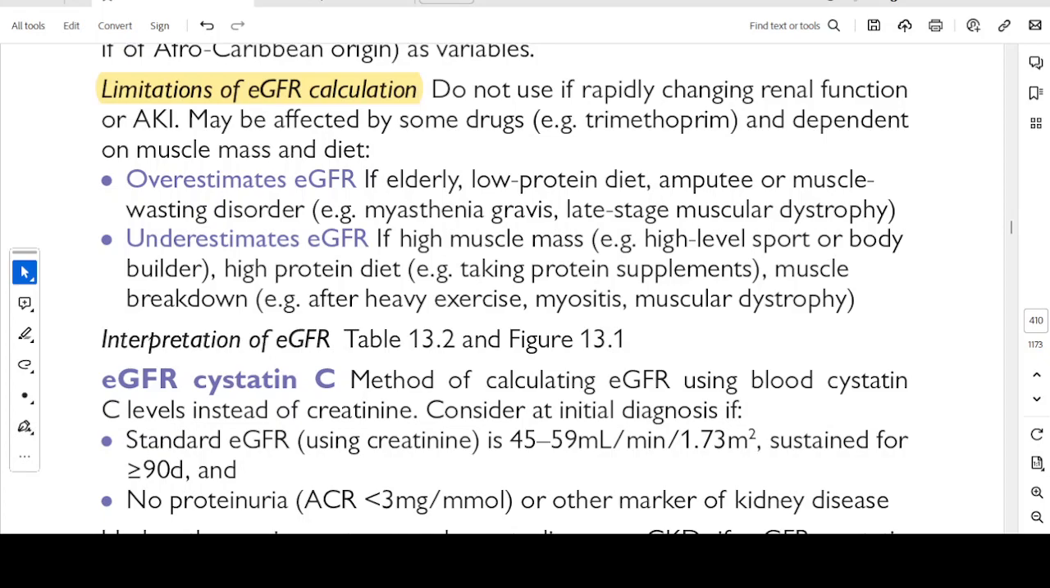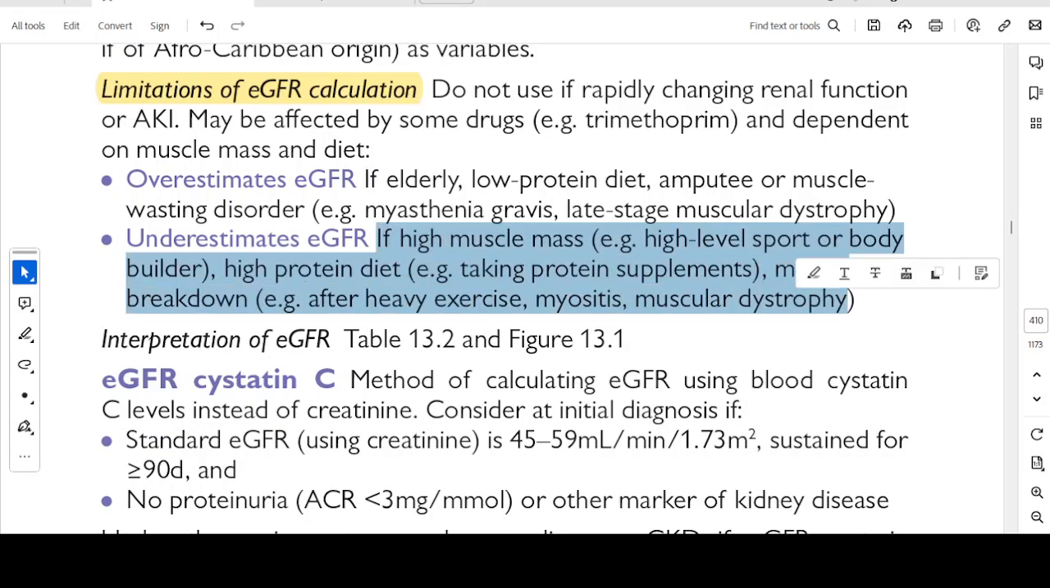If the patient is elderly, has a low protein diet, amputee, muscle wasting disorder, for example myasthenia gravis, late stage muscular dystrophy, the formula overestimates the eGFR. It underestimates eGFR if there is a high muscle mass, like a high level of sport or bodybuilder, high protein diet, for example taking protein supplements, muscle breakdown, for example after heavy exercise, myositis, muscular dystrophy. So this underestimates the GFR.